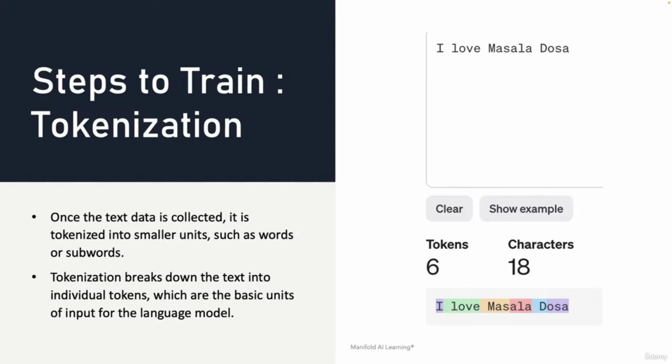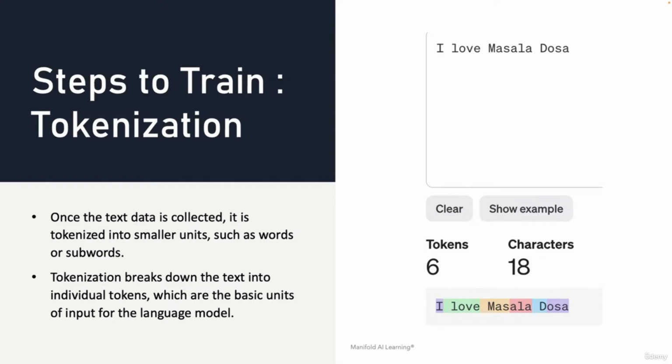Now, tokenization is nothing but splitting the text data that I have collected into smaller words, which we call subwords. We call those subwords tokens. So it will break down the text into individual tokens.